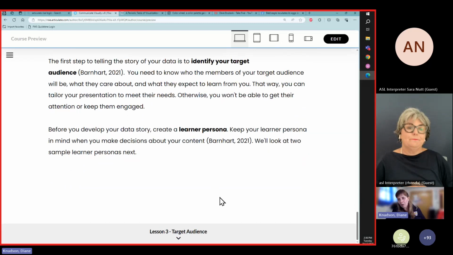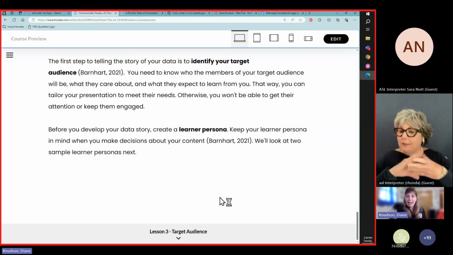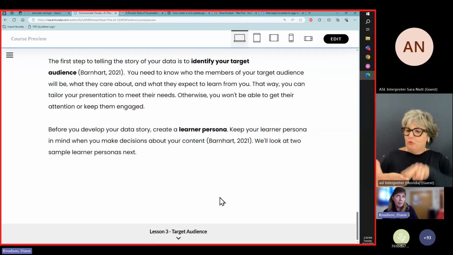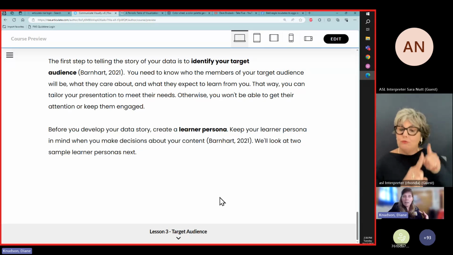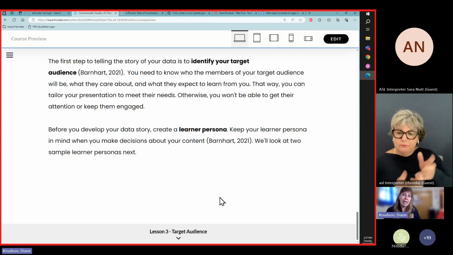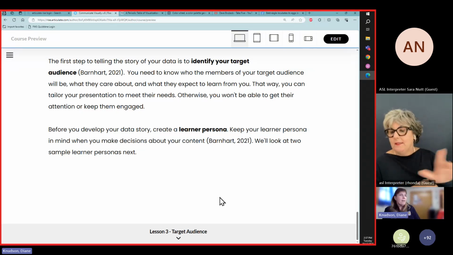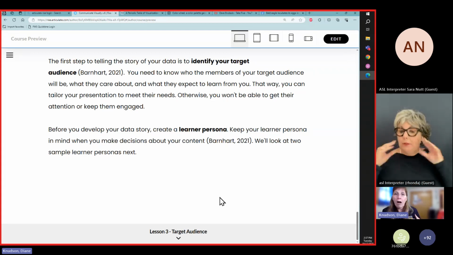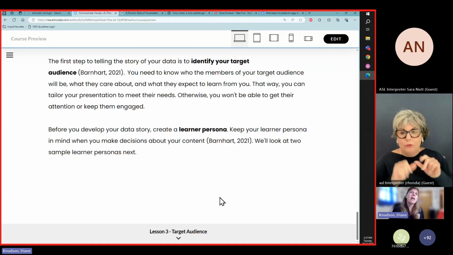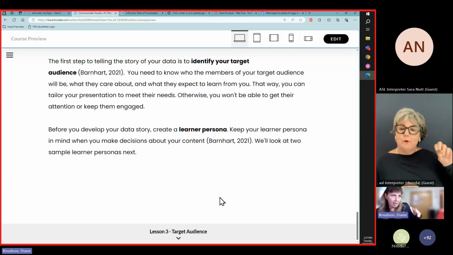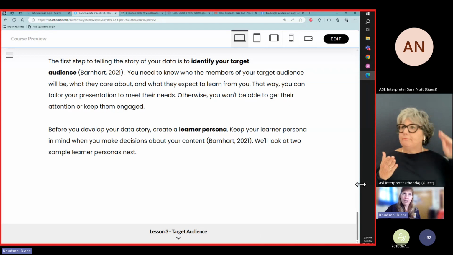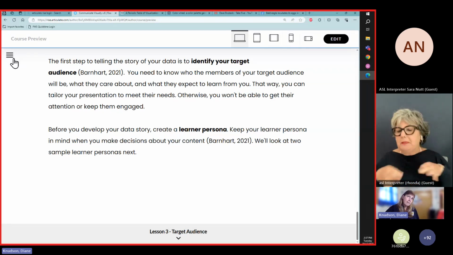So the first step to telling the story of your data is to identify your target audience. And the reason that you need to do that is the more you know about your target audience, the more you can customize your presentation to meet their needs and their expectations. If you don't know anything about them, it will be hard to keep their attention and keep them engaged. So before you develop your data story, it can be a good practice to develop what we call a learner persona. And your learner persona is something that you keep in mind as you work on your presentation. And we'll look at 2 samples next.